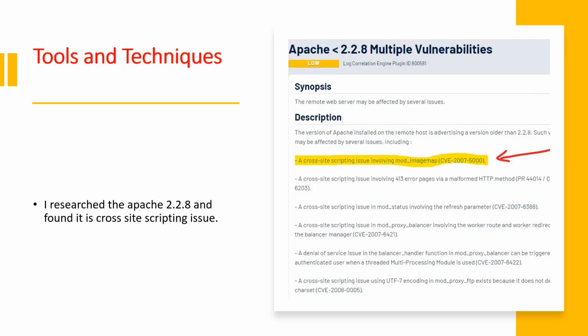Tools and techniques that I used: I researched Apache 2.2.8 and found its cross-site scripting issue. As you can see in this quotation or the screenshot that I got in the description, this version of Apache installed on a remote host is advertising a version older than 2.2.8, and such previous versions may be affected by several issues, including a cross-site scripting issue involving mod_imagemap, CVE-2007-5000. And I researched this.